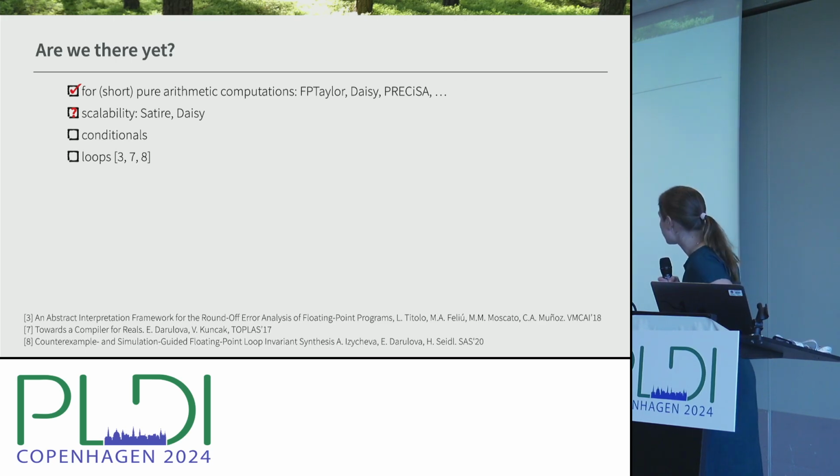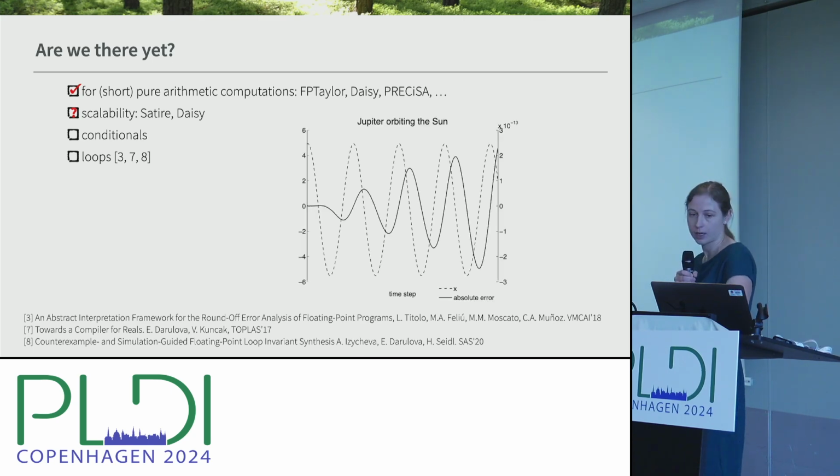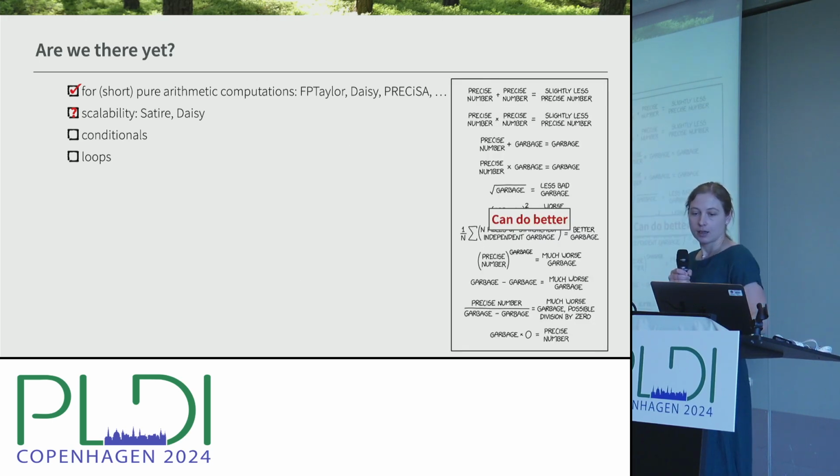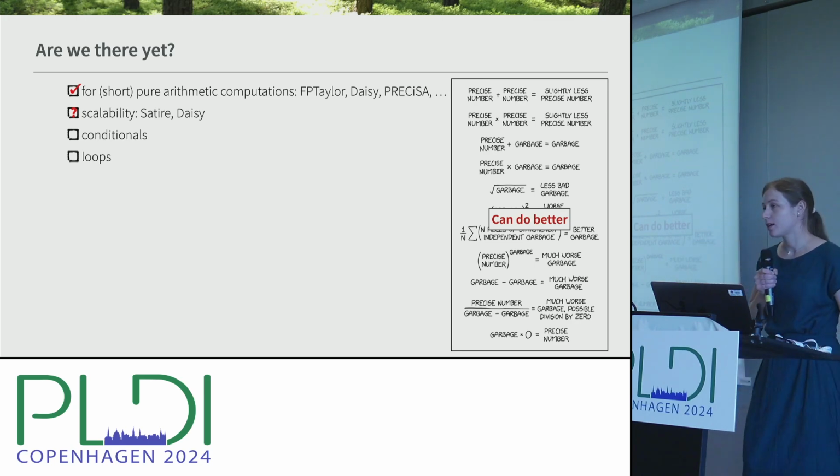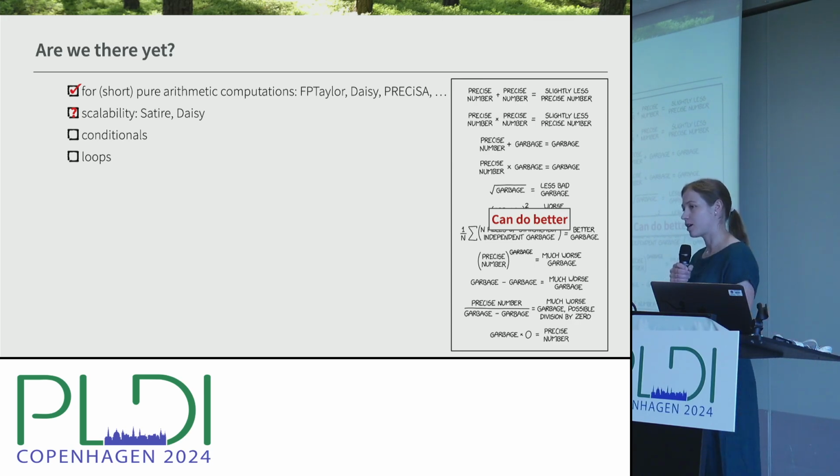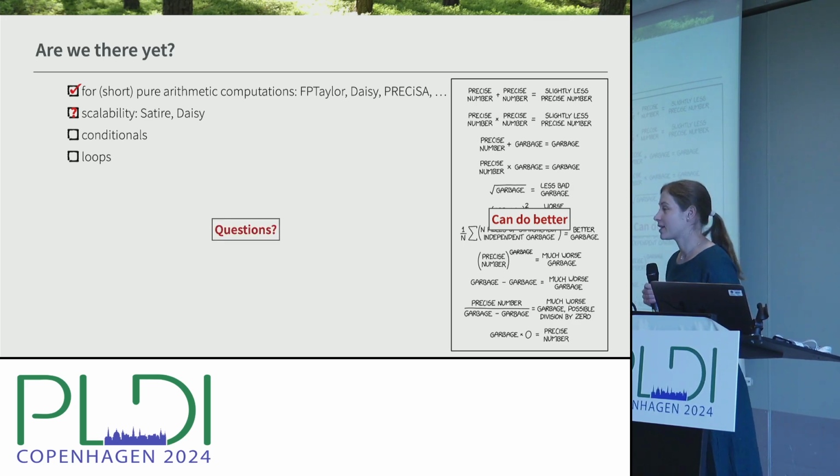And then the loops, I'm leaving that box open as well. So we can handle some kind of loops, so there's different approaches for different kind of loops. But for general loops, say for a simulation of the Jupiter orbiting the sun or something like this, I don't think we can really do much yet. But I think we can do better than the garbage times garbage approach. And that's what I wanted to say. Thank you.